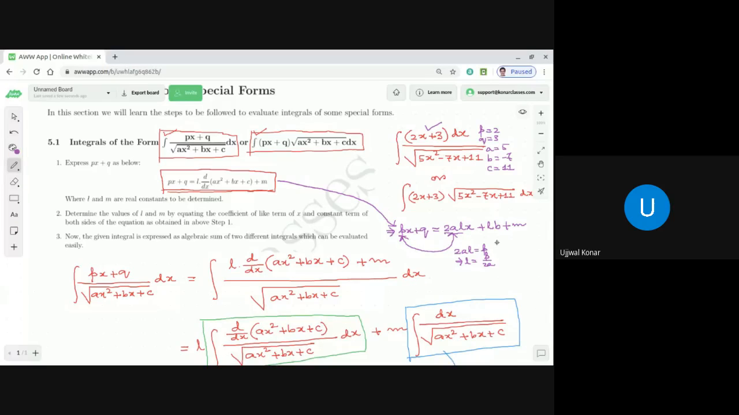And another thing is that LB plus M is equal to Q. So that implies M equal to Q minus LB. That is the value of M. And for the L value you can apply p by 2a. Correct? Are you getting my point?